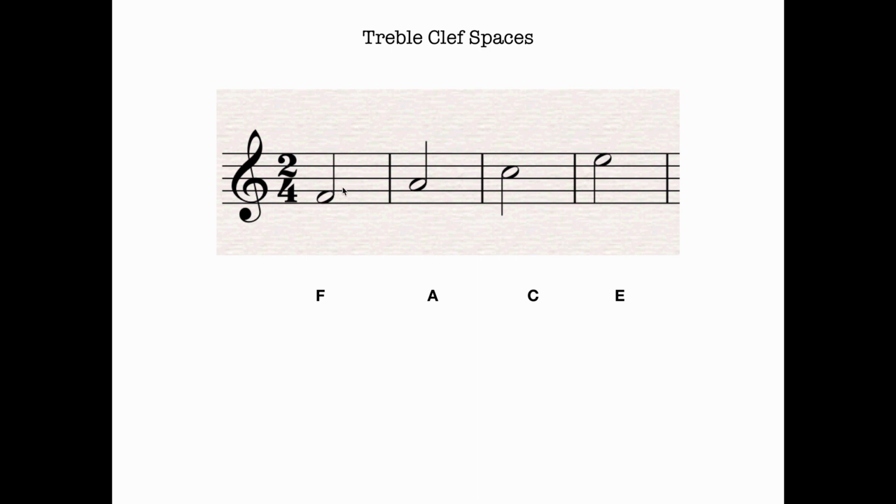The note at the first space of the treble clef is a note with the letter name F. The second has the letter name A. Third has the letter name C. And fourth has the letter name E. And as you can see here, this nicely spells out the word face, which can make it easier to remember.